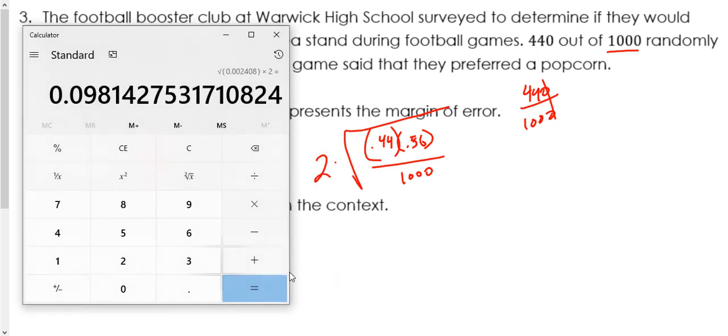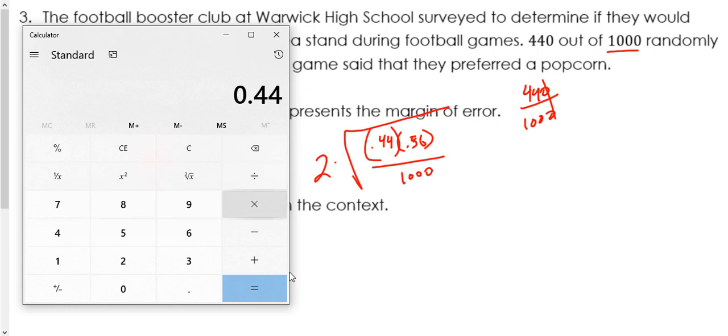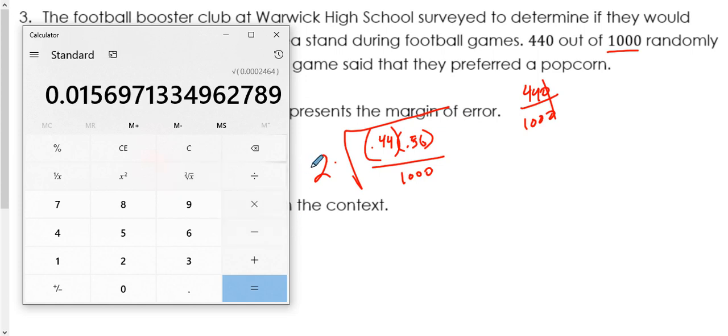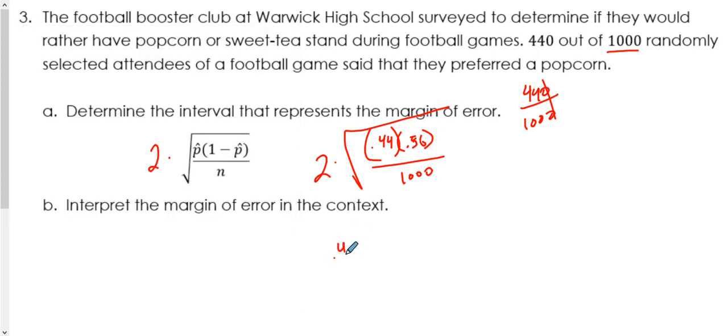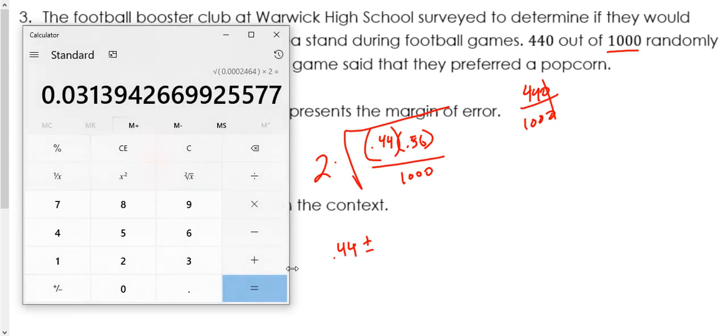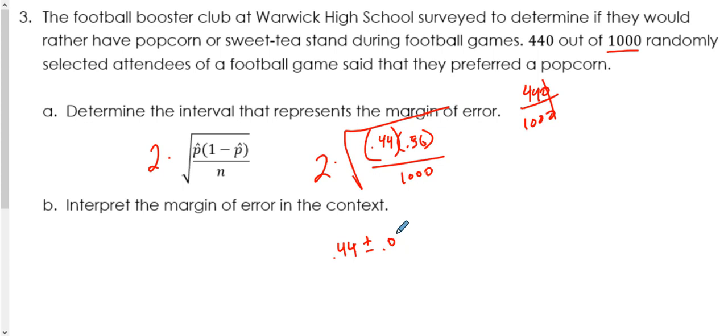With our calculator, 0.44 times 0.56 is 0.2464, divided by 1,000. We take the square root of that number, because that comes next, and then we times it by 2. And we get 0.031. So it's 0.44 plus or minus 0.031.